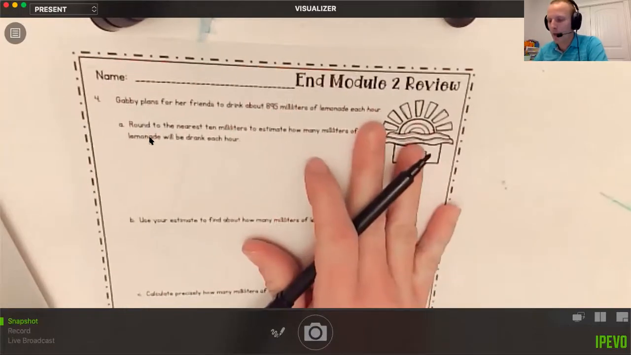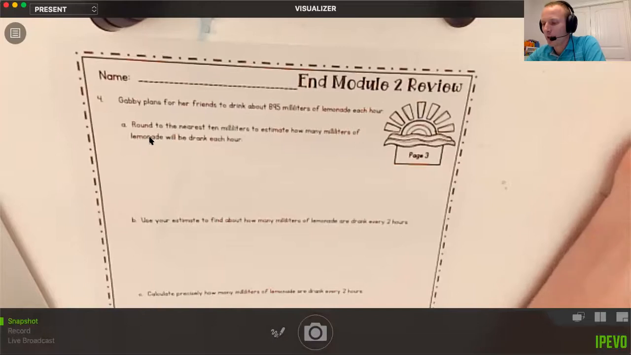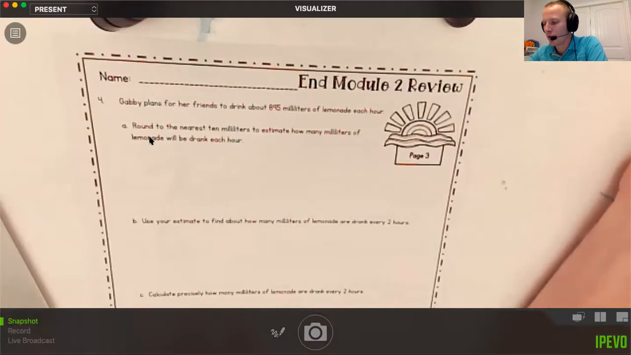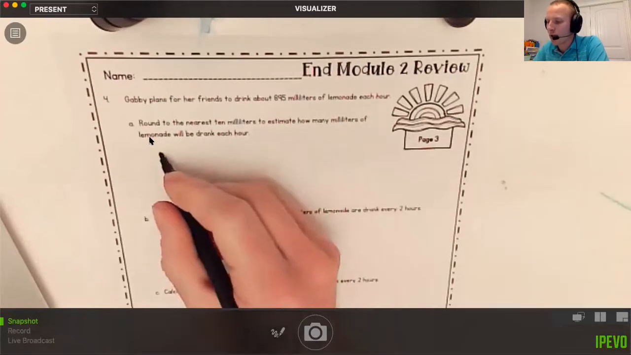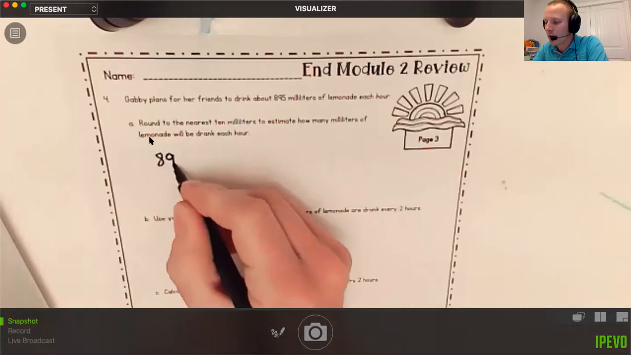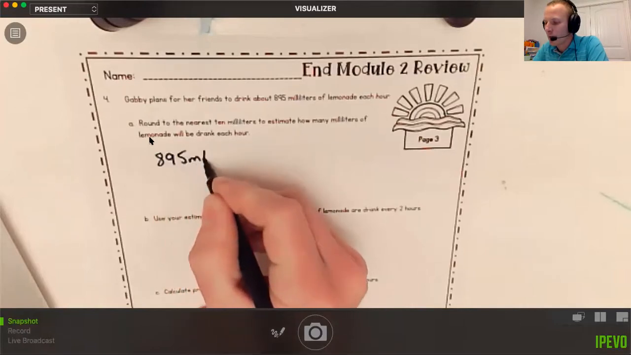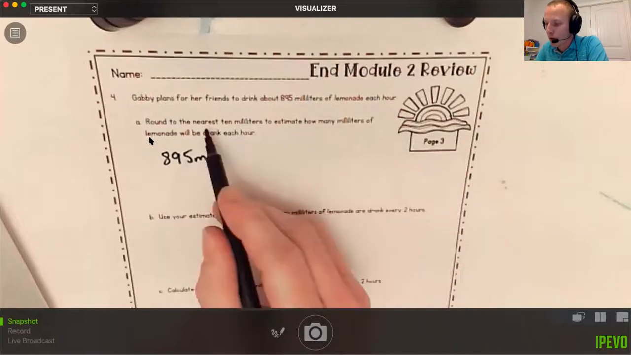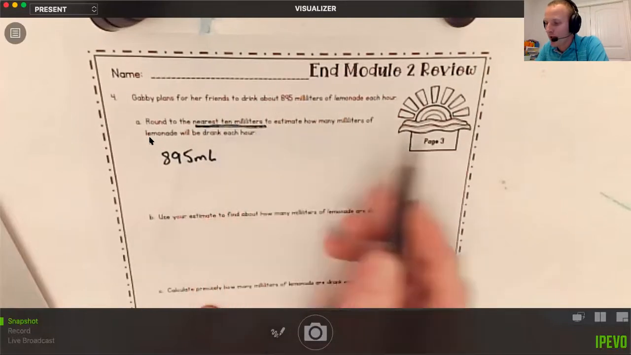All right, here we go. Gabby plans for her friends to drink about 895 milliliters of lemonade each hour. Round to the nearest 10 milliliters to estimate how many milliliters of lemonade will be drunk each hour. So she's saying 895 milliliters each hour. Okay, we're going to round to the nearest 10.